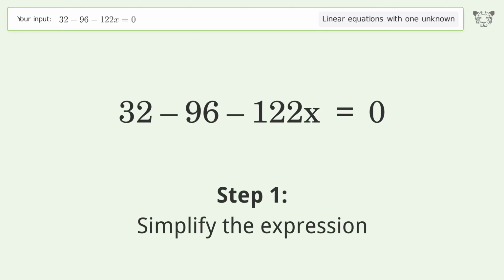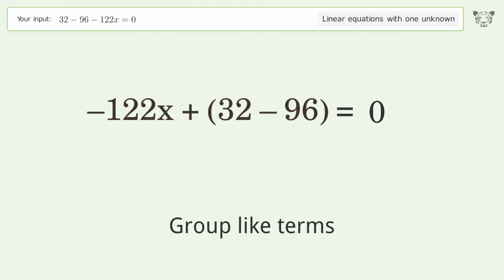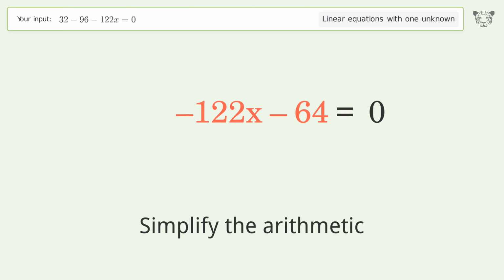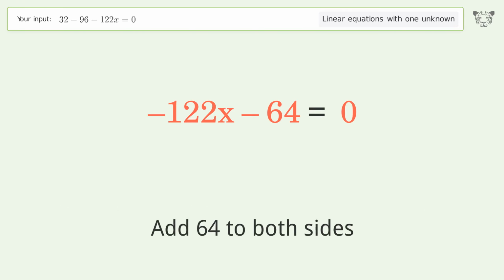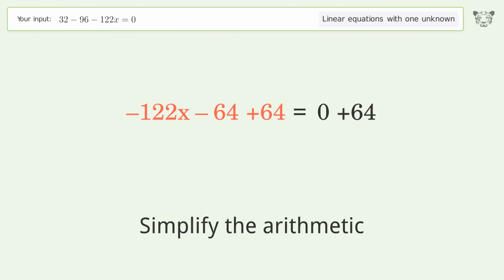Simplify the expression. Group like terms. Simplify the arithmetic. Group all constants on the right side of the equation. Add 64 to both sides. Simplify the arithmetic.